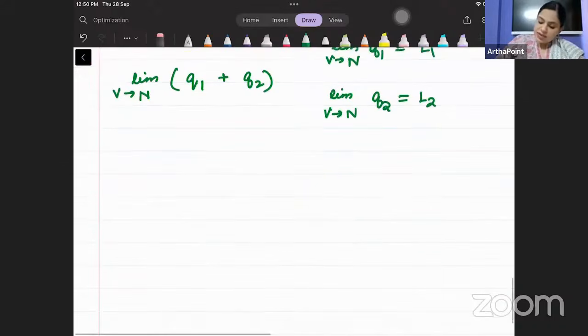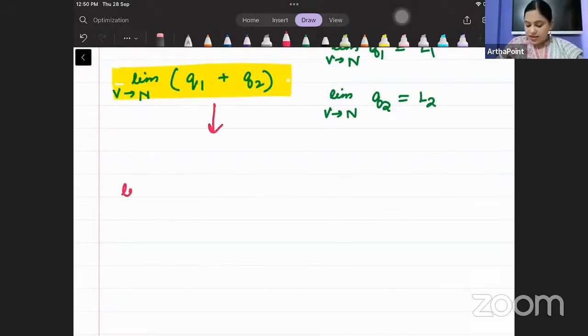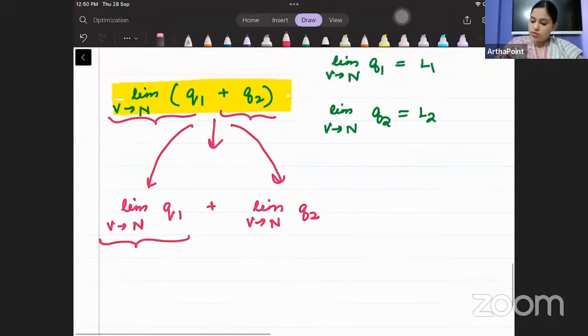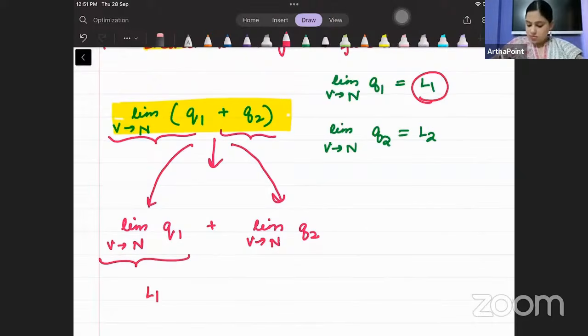So beta, what can I do in this case? I can just open this up. So how can I open this up? I can say this will be limit V tends to N of Q1 plus limit V tends to N of Q2. I have segregated this. I separated Q1 and I separated Q2. I've just separated it. Beta, the value of this is already given to me as L1, and the value of this is already given to me as L2. So I can just put an addition sign here. Similarly, if it was subtraction, then these would subtract, and that is it. Is this clear to everyone?